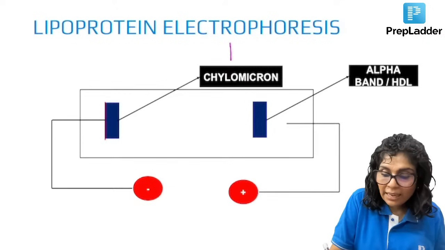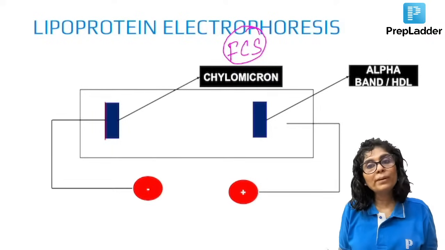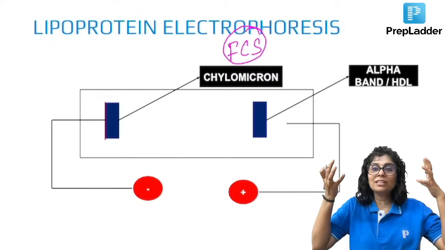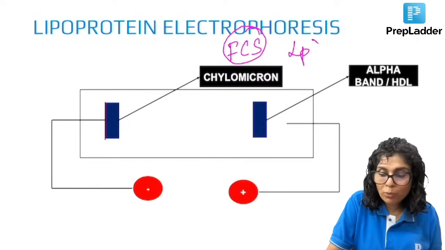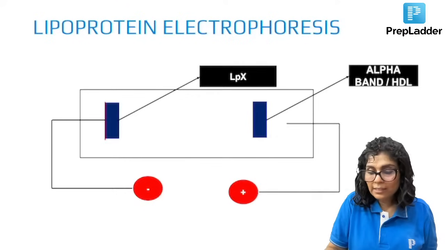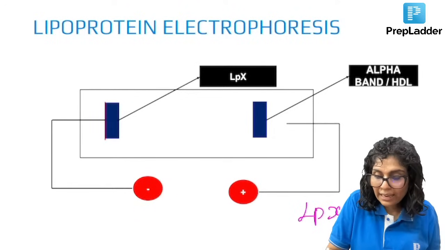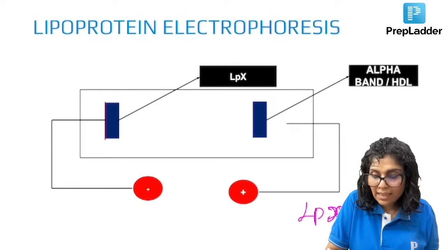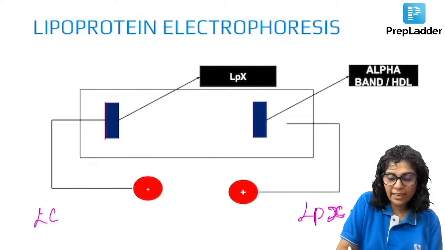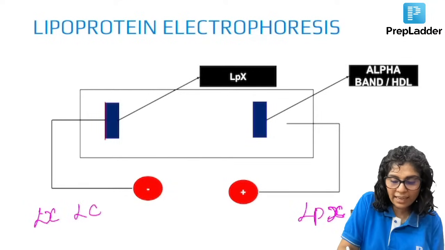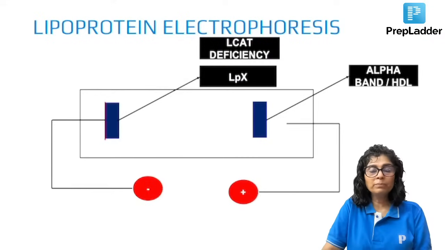One is familial chylomicronemia syndrome, wherein the chylomicron levels are naturally elevated. Otherwise, it is because of lipoprotein X. So what is lipoprotein X due to? Lipoprotein X is due to LCAT deficiency. X and C, they look similar, so remember lipoprotein X and LCAT.